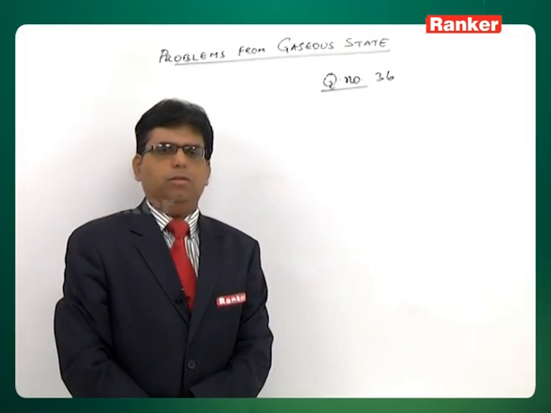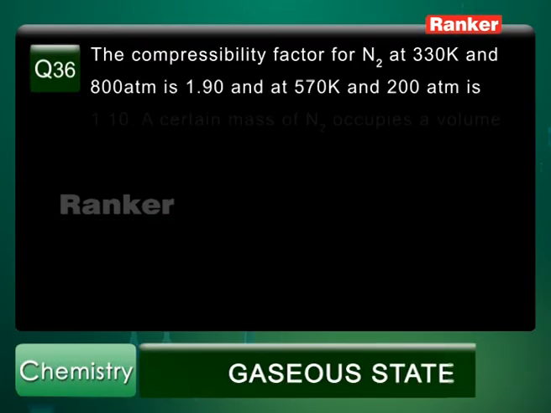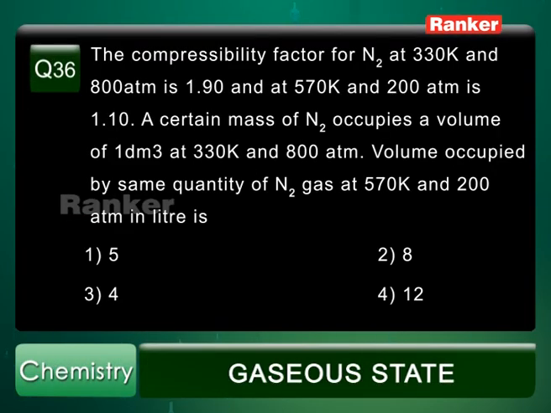Let us see question number 36. The compressibility factor for nitrogen at 330 Kelvin and 800 atmosphere is 1.9, and at 570 Kelvin and 200 atmosphere is 1.1. A certain mass of nitrogen occupies a volume of 1 cubic decimeter at 330 Kelvin and 800 atmosphere. Then find the volume occupied by the same quantity of nitrogen gas at 570 Kelvin and 200 atmosphere.